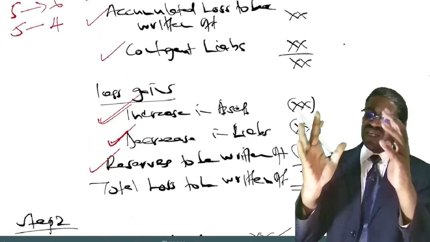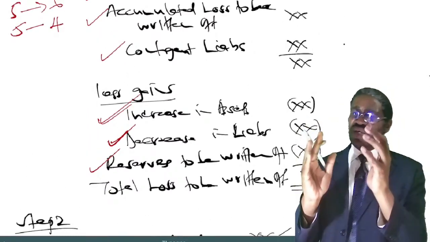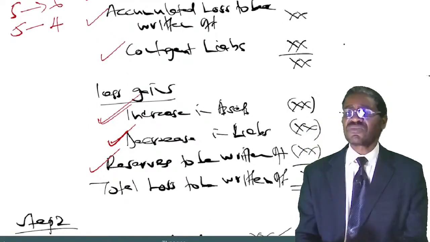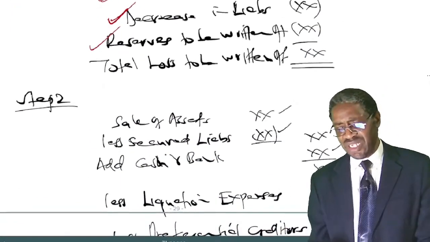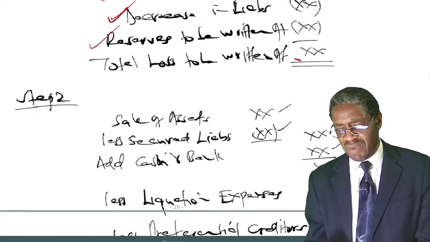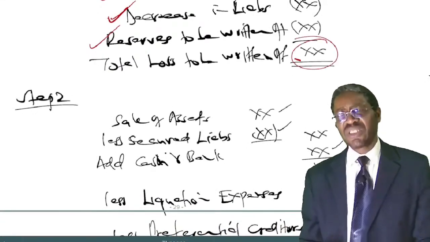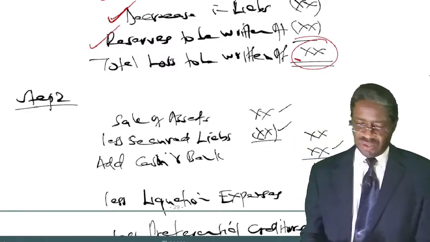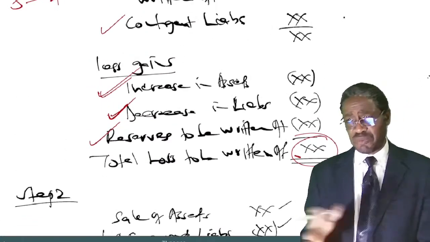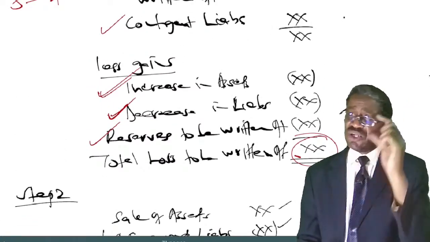So once you have identified the losses, once you have identified the gains, get the net of the losses and the gains, and then get the net amount. And that net amount is what we were calling the loss to be written off. Good.